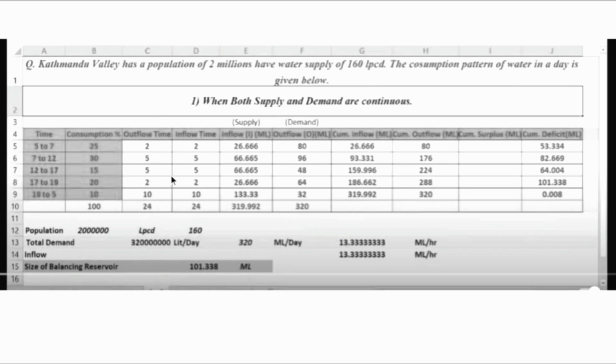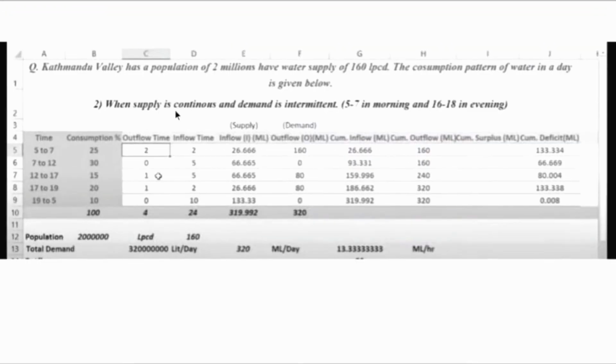24 hours supply. Similarly, in the next question, same question, but the supply is continuous. Supply is same as before, but demand is intermittent. That is 5 to 7 in the morning and 16 to 18. 5 to 7 is 2 hours, 16 to 18 is 2 hours. 16 to 18 means here in this 2 hours. 16 to 17 is 1 hour, 17 to 18 is 1 hour of outflow.